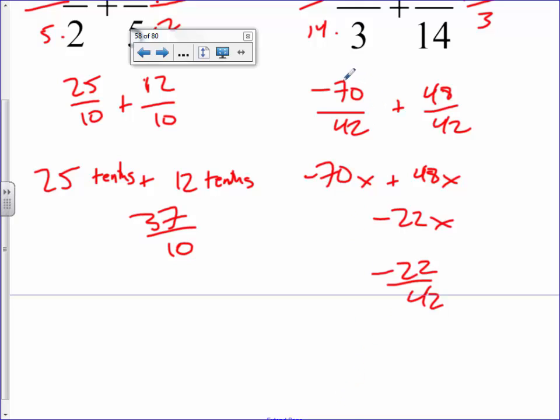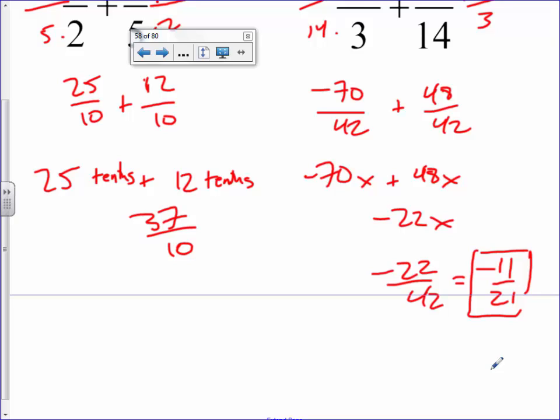So you have negative 70 forty-seconds. You have positive 48 forty-seconds. Since you're talking about forty-seconds, you have negative 22 of them. But make sure you reduce that to negative 11 over 21, just because 22 and 42 are both divisible by two. Okay, do the numbers make sense to you guys?